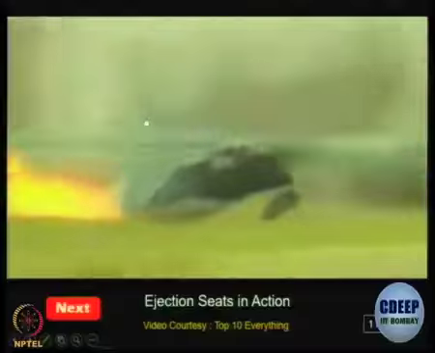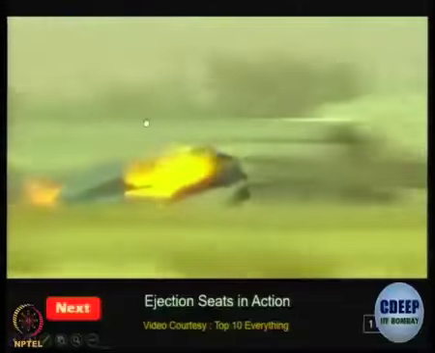Harrier. Crash landing, nose broken. Pilot is still waiting. The plane is on fire. But when the fire reaches there, then the pilot will eject. Very risky to wait for so long till the fire is coming in the front.